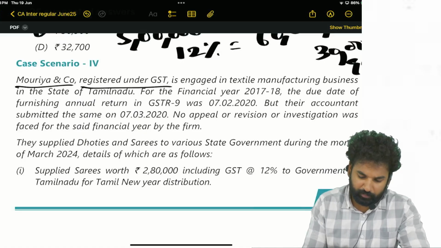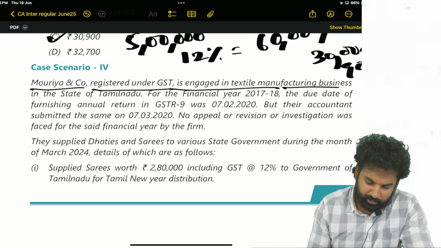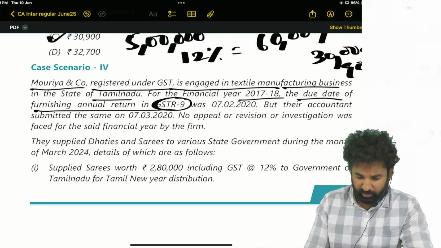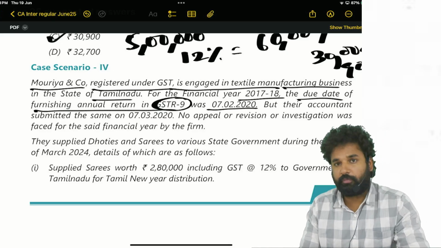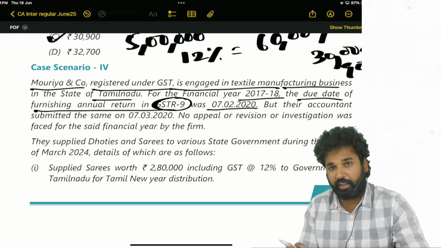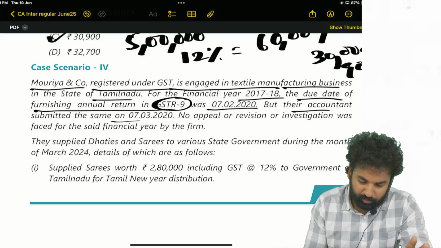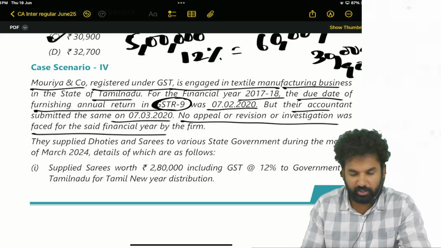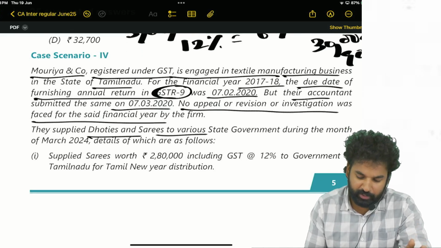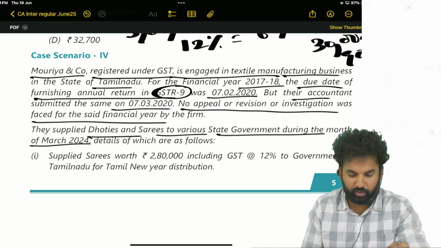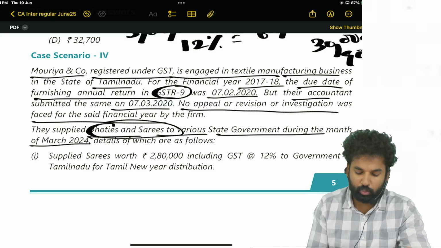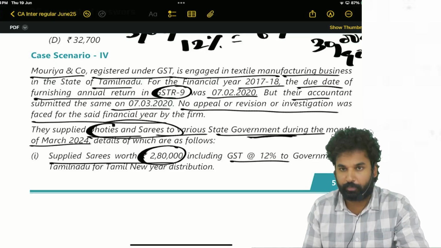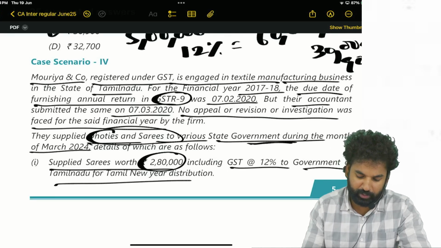Registered under GST, is engaged in textile manufacturing business in the state of Tamil Nadu. For the financial year 17-18, the due date of furnishing annual return GSTR 9 is 7/2/2020. Okay, but their accountant submitted on 7/3/2020. No appeal or revision or investigation was faced by the said financial year by the firm. They supplied dhotis and saris to various state governments during the month of March 2024. Supplied saris worth 2,80,000 including GST to government of Tamil Nadu for Tamil New Year distribution.